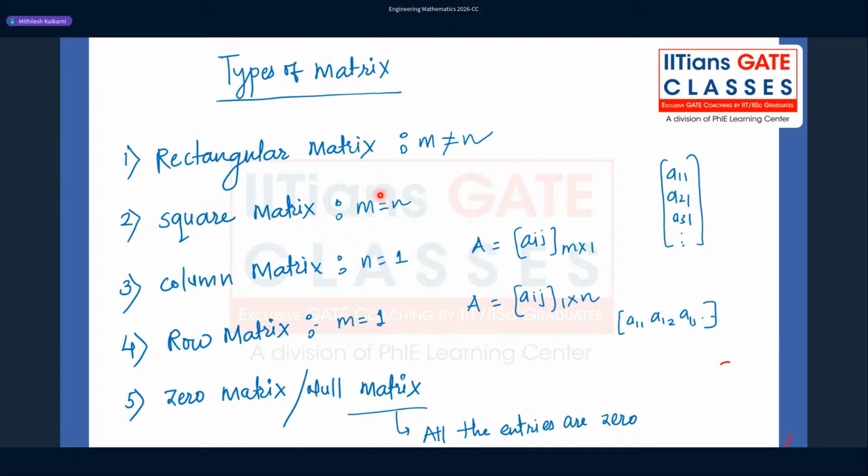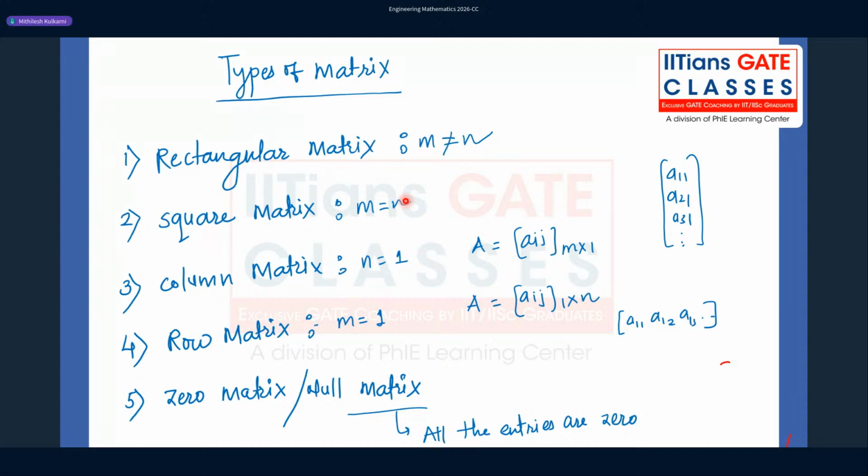Square matrix. When number of rows is equal to number of columns, we call it a square matrix. So 3 cross 3 matrix, 2 cross 2 matrix, 4 cross 4 matrix. These are the examples of it.